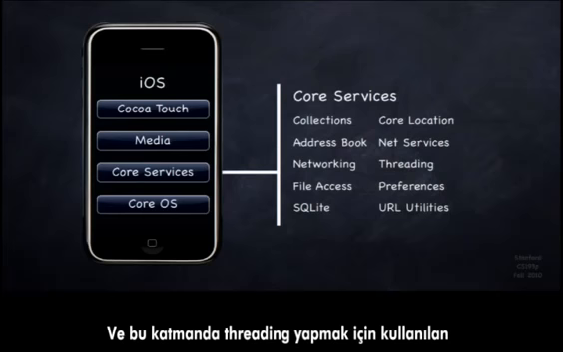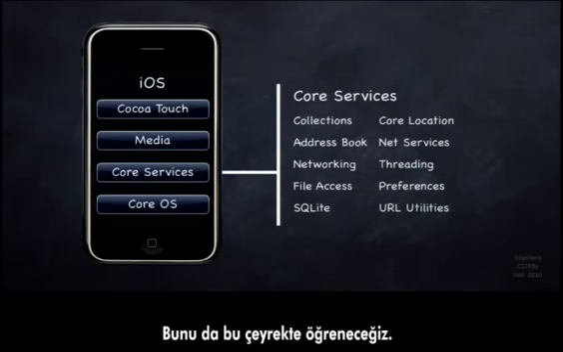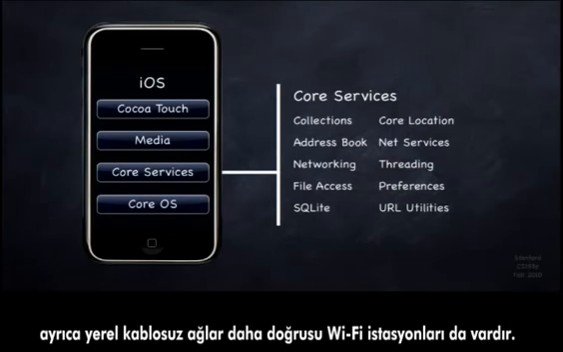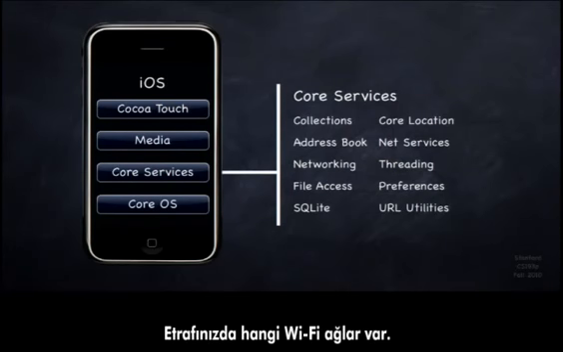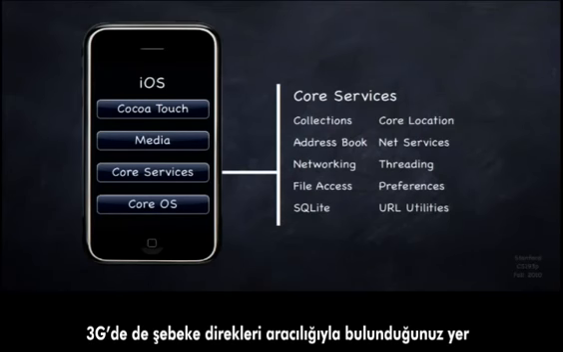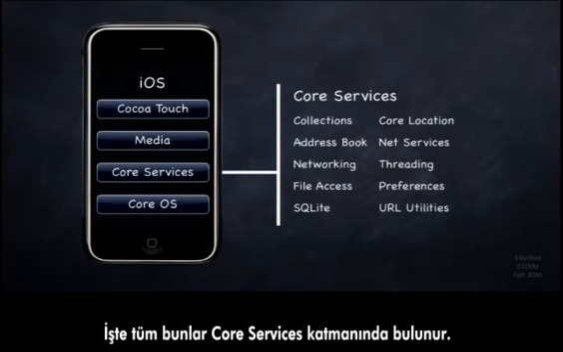And then there are other pretty cool primitives at this layer, like Grand Central Dispatch, which is a mechanism for doing threading. That's really cool. We're going to learn that this quarter. And Core Location I have listed up here. That's how to find out where you are using not just GPS, but also local wireless Wi-Fi stations. You can look around and see what Wi-Fi stations are around and kind of guess where you are, which is pretty cool. And even with 3G, by cell towers, it can figure out kind of a general area where you are. So that stuff is all in this core services layer.